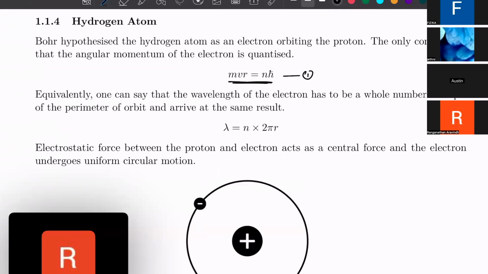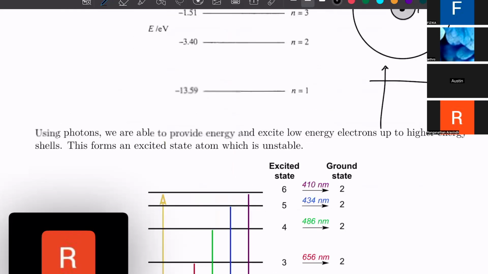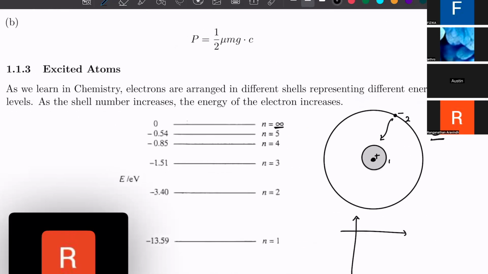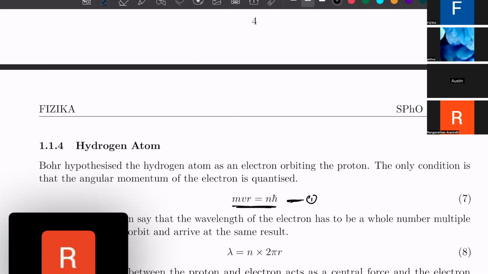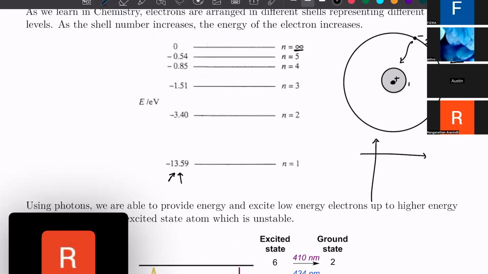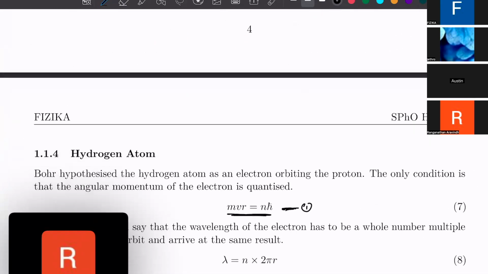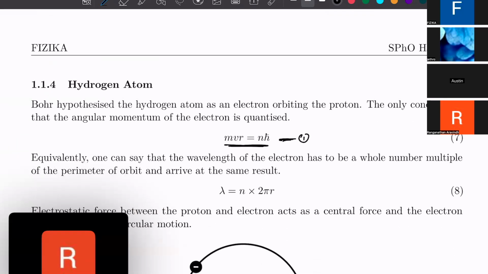And I have seen an SPhO question that asked me to derive from basically first principles from this one and from this to obtain the energy levels, basically get the exact numbers for these. So I think it's important that we know how to derive this. Okay. So condition one, as I mentioned, is that angular momentum is quantized.